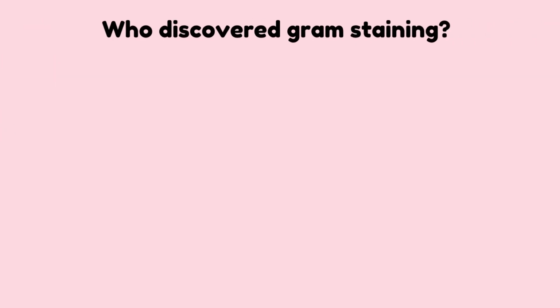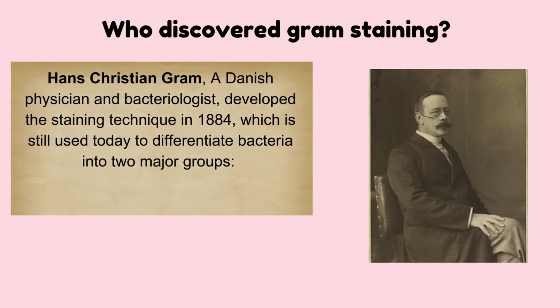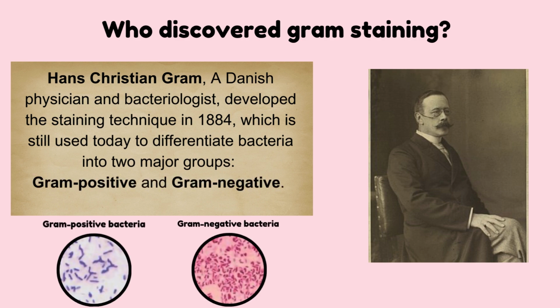Who discovered gram staining? Hans Christian Gram, a Danish physician and bacteriologist, developed the staining technique in 1884, which is still used today to differentiate bacteria into two major groups: gram-positive and gram-negative.